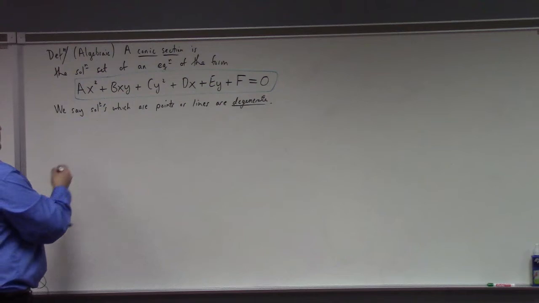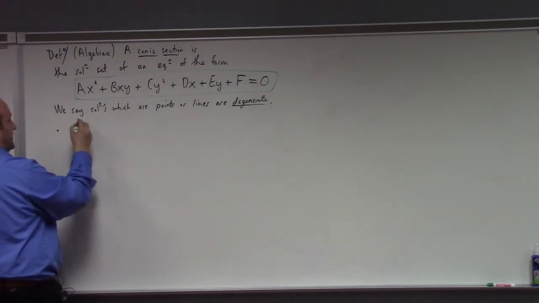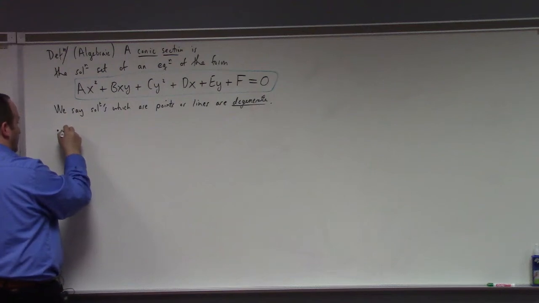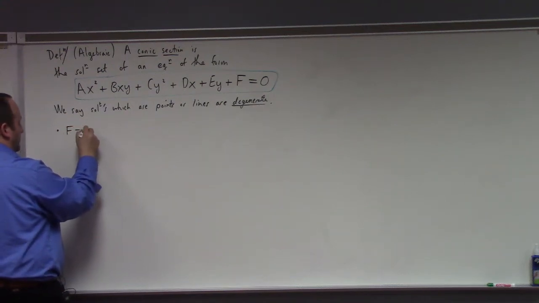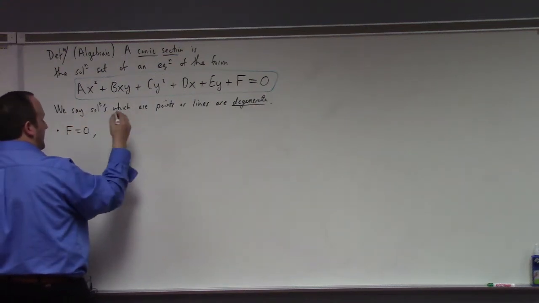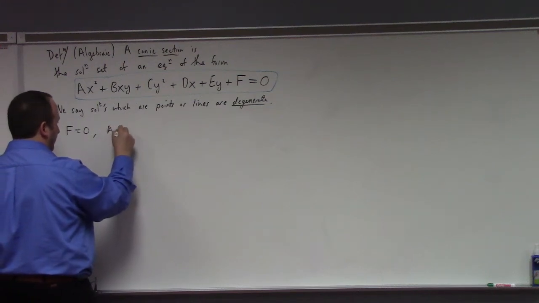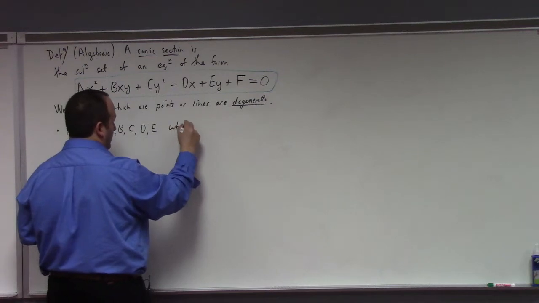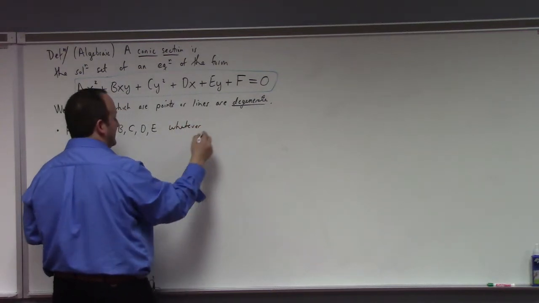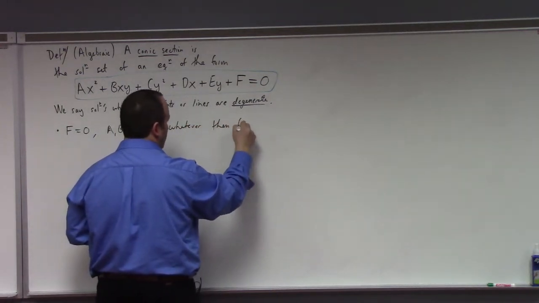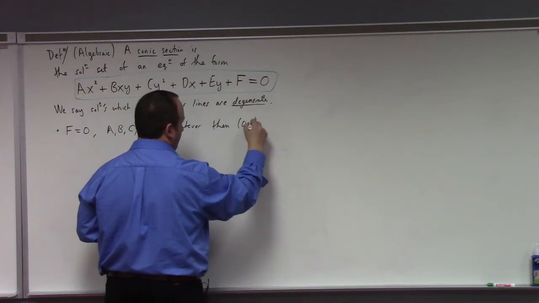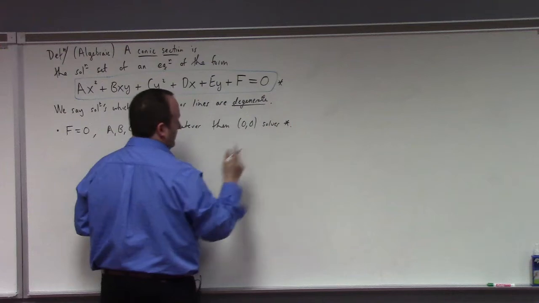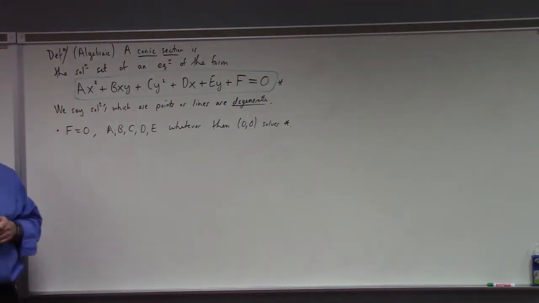To get the point, simple enough. Take f equals 0, any a, b, c, d you like, whatever. Then 0, 0 solves it. We call this star. So, yay, we got a point.